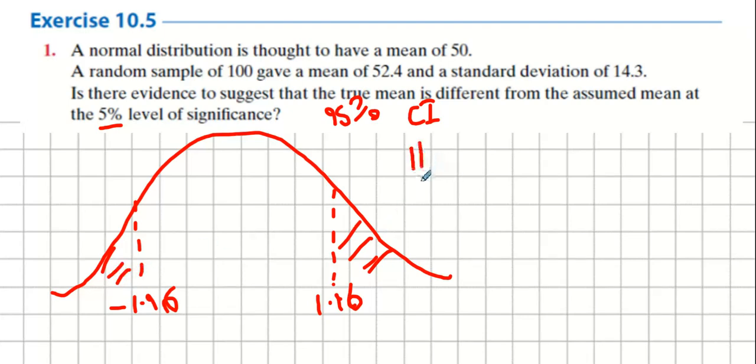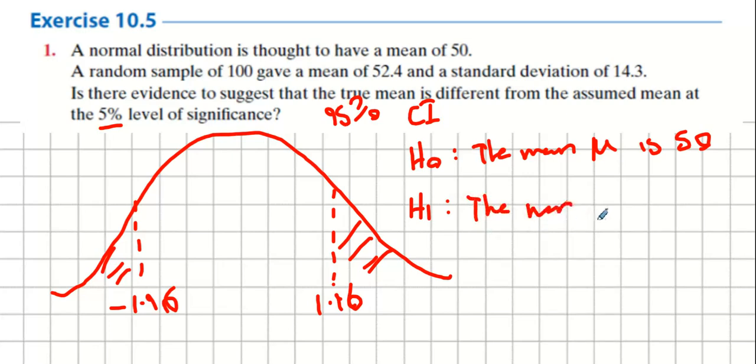Now, what is the null hypothesis? The mean mu is 50. What's H1 then? Yeah, the mean mu, and this goes for a lot of marks, and it's not hard, it's not 50. You okay with that? Pick your methods. I'll start with a z-score. Okay with you guys? I'll do a z-score.